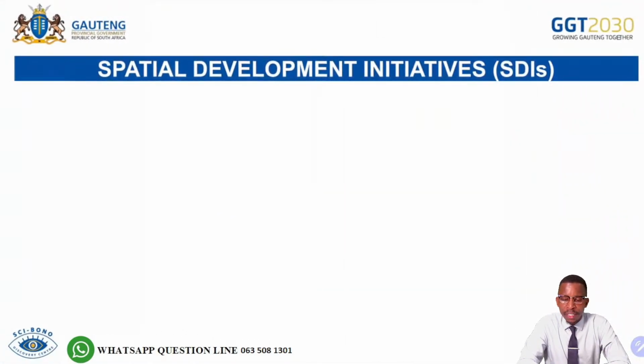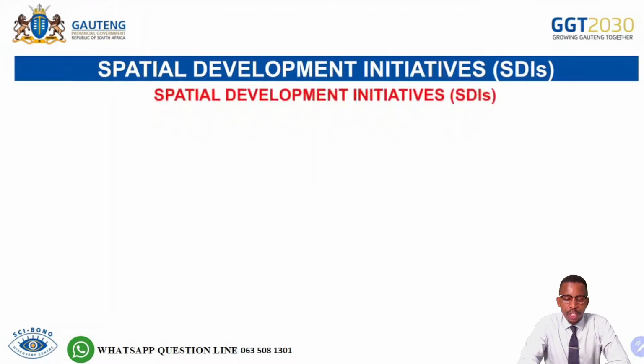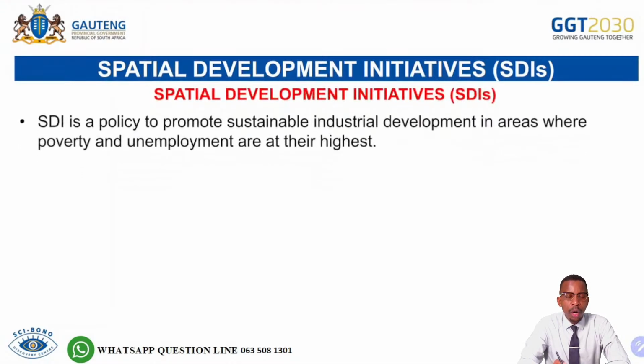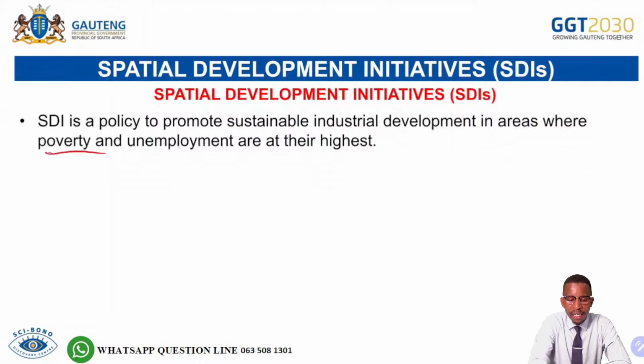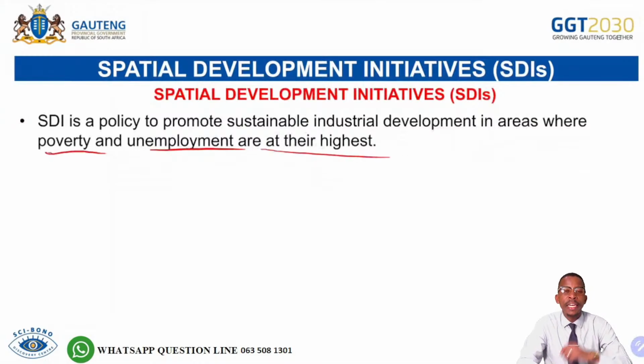So Spatial Development Initiatives, SDIs. Remember, in this situation, we talk about the point that promotes sustainable industrial development in areas where poverty and unemployment are at the highest rate. So it focuses on developing or improving economic livelihood in underdeveloped areas where there's a high level of unemployment and poverty.